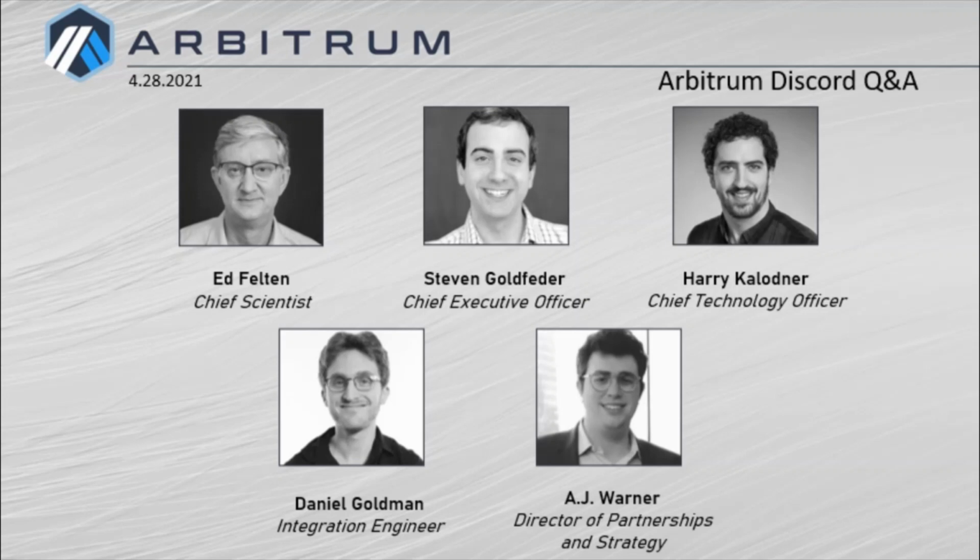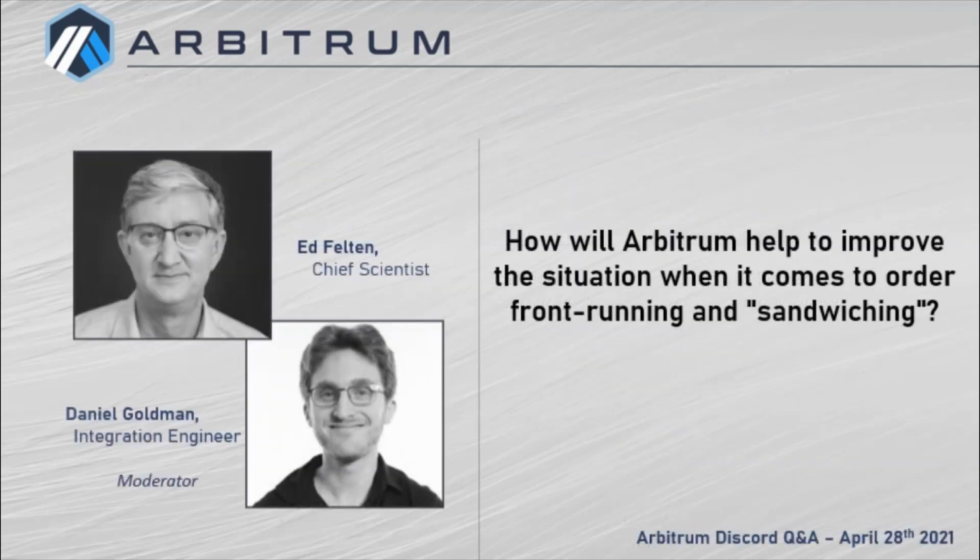Cool. Thanks, guys. Just wanted to get those intros out of the way. Yes, back to the questions. There were a number of questions about issues around transaction ordering and MEV extraction, which has been the big hot topic lately in the Ethereum world. One question was, how will Arbitrum help to improve the situation when it comes to order front running and sandwiching? This is a huge topic. I don't know what angle we want to take on this, but I'll hand it off to Ed, and then whoever else wants to chime in.